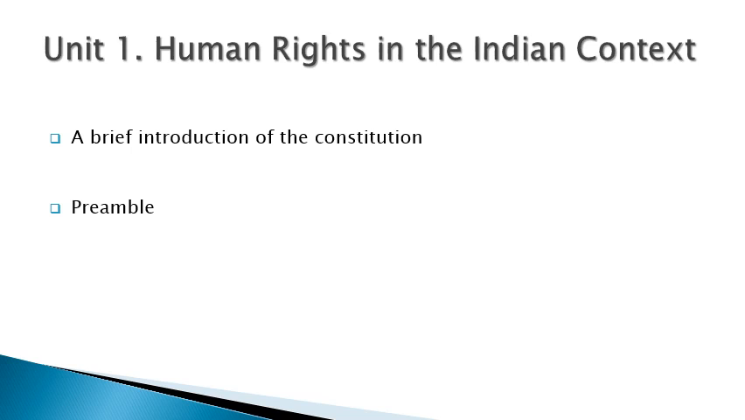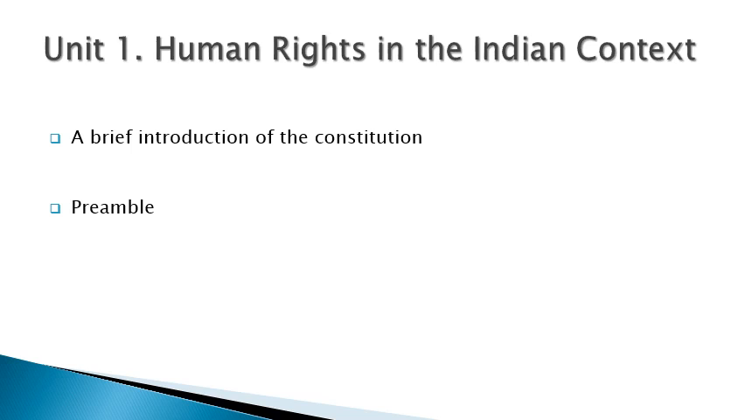The next thing about the preamble is the amendment. The 42nd Amendment was there, and three words were introduced: socialist, secular and integrity. So these three words were introduced. It is very important from the exam point of view.